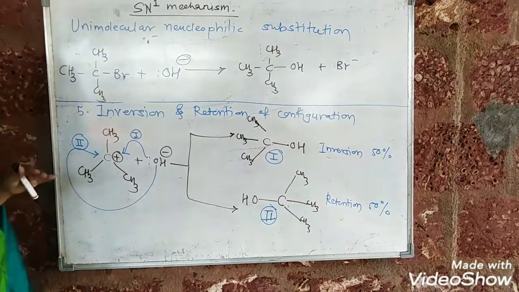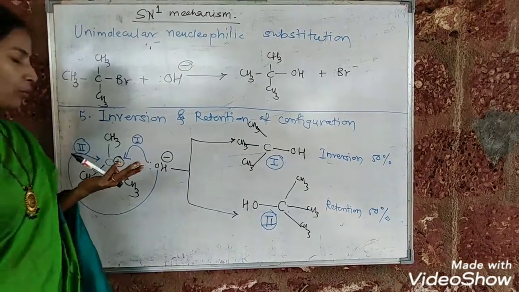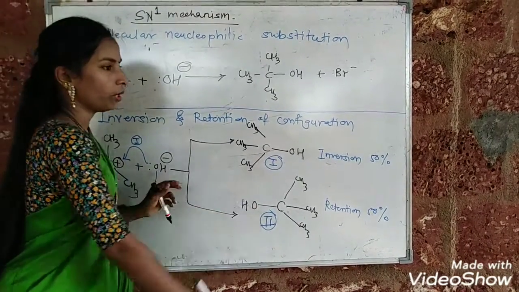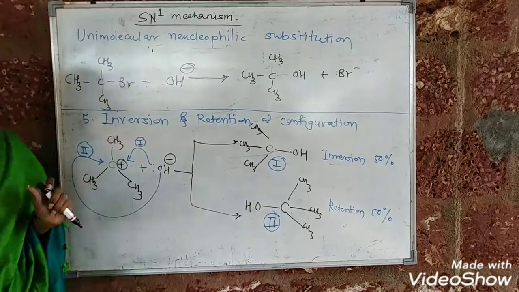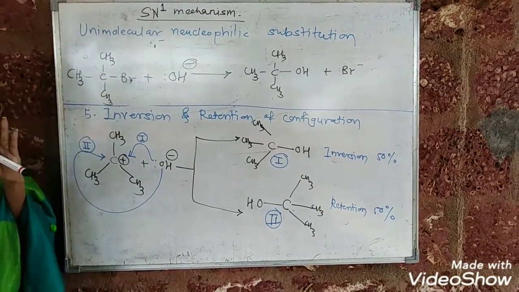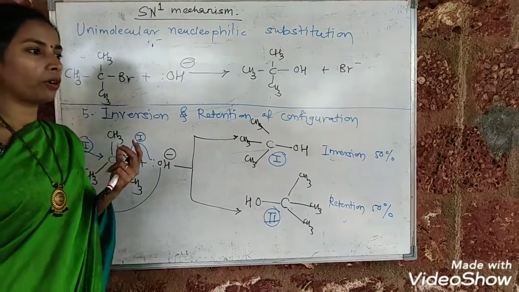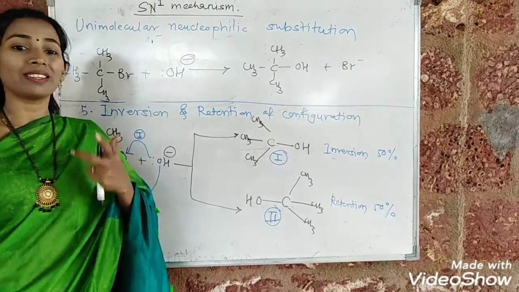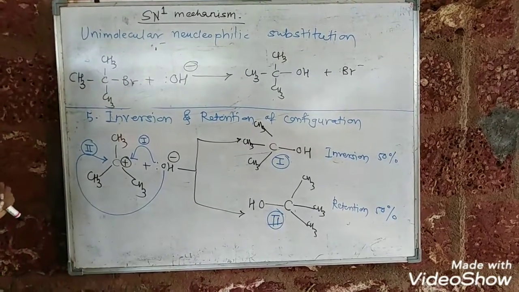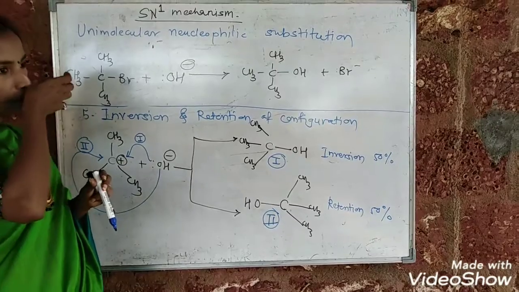So if you use any optically active substrate, then you can understand the product which is formed is a racemate, or it is the mixture of equal amounts of inversion of configuration and retention of configuration. So the final product is racemate, and the process is racemization. So these are all the 5 features of the SN1 mechanism.